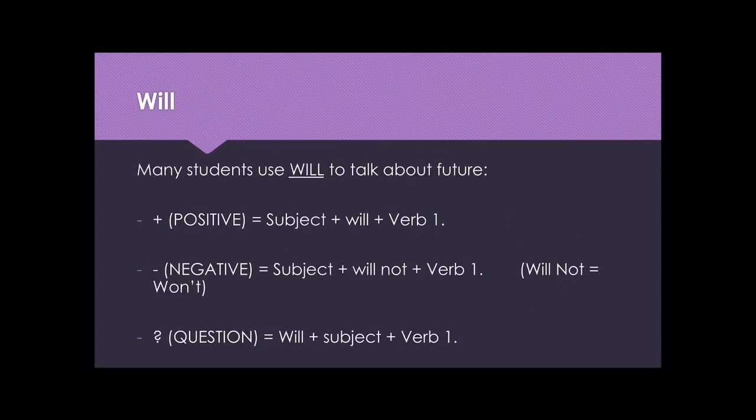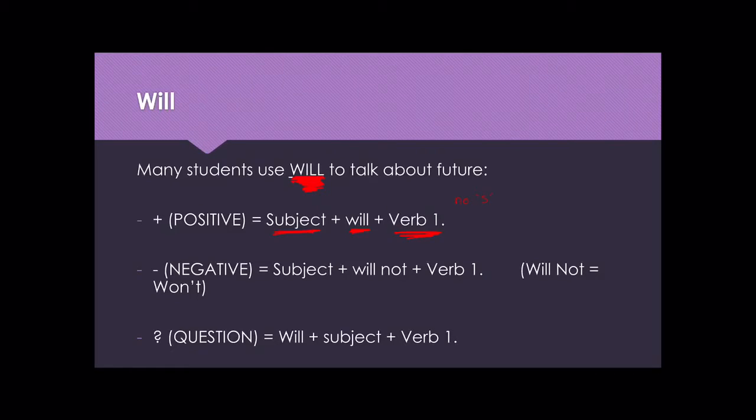So most students, when they talk about the future, they use will. And there's nothing wrong with this. Sometimes native speakers, we use will. Sometimes we use other structures as well. Just a note, when we do use will, we start with the subject, then we have will, and then we have verb 1. The good thing about this grammar is it's very easy.